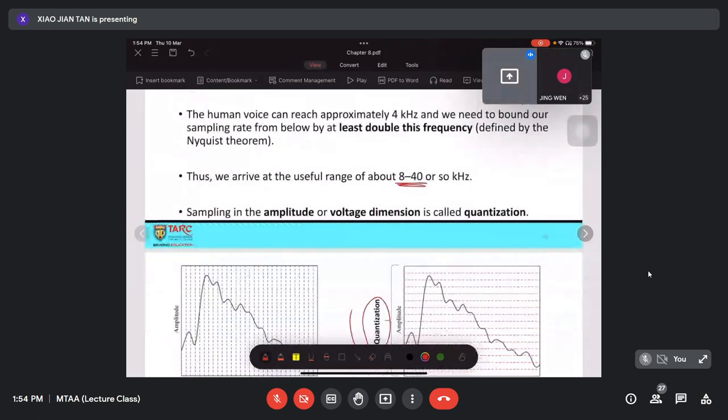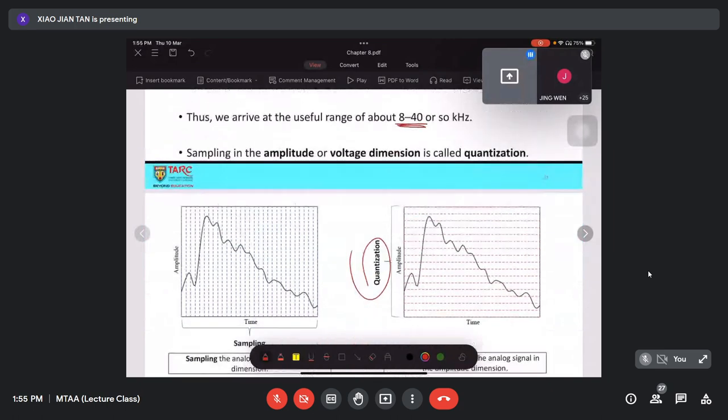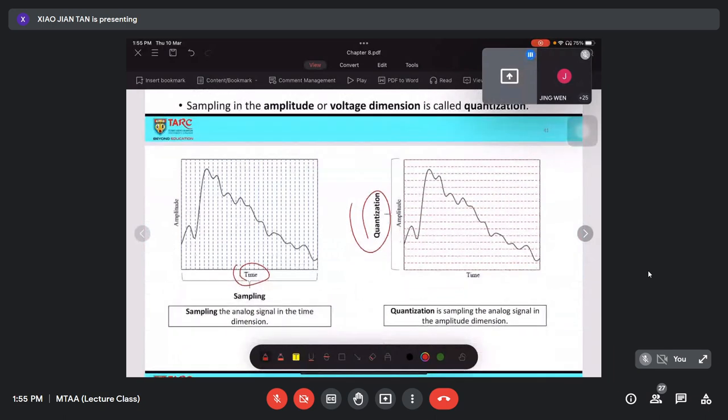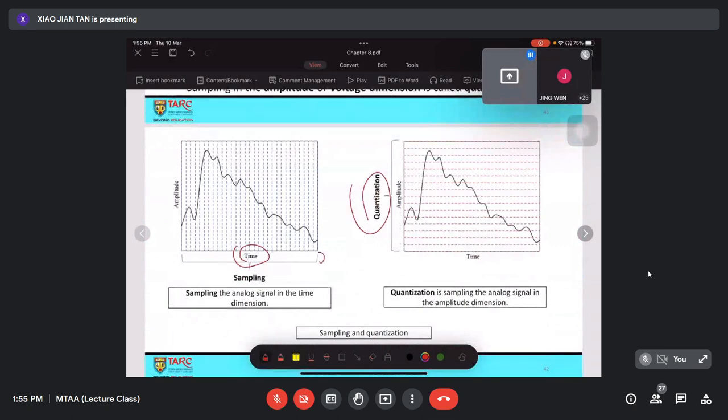Okay, sampling in the amplitude or voltage dimension is called quantization. So quantization is not sampling in terms of time, because you have the X axis and Y axis. Most of the time we will mix up the wording, but actually there are specific words for specific purposes. For example, we don't say sound is analog, audio is digital. We don't use sound and audio interchangeably.